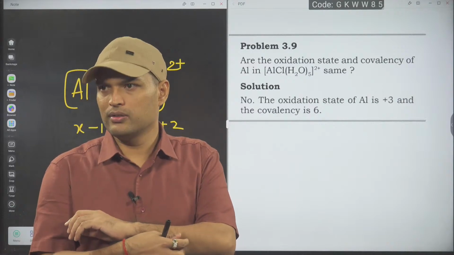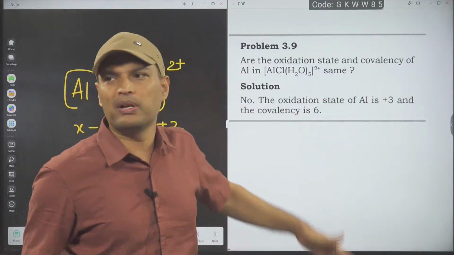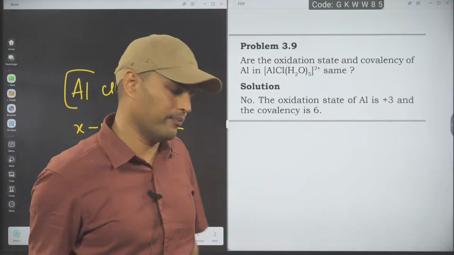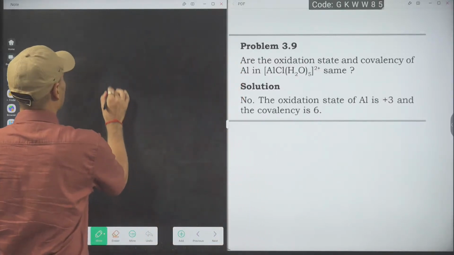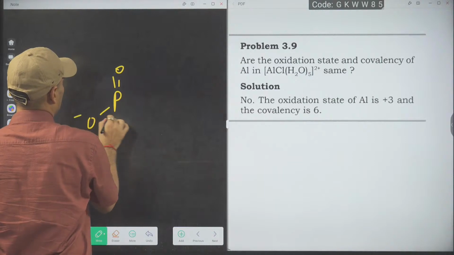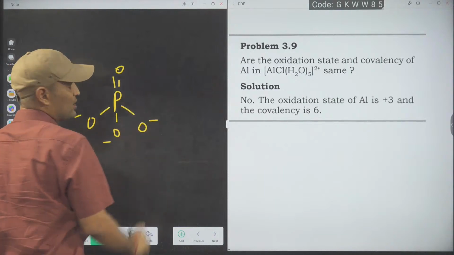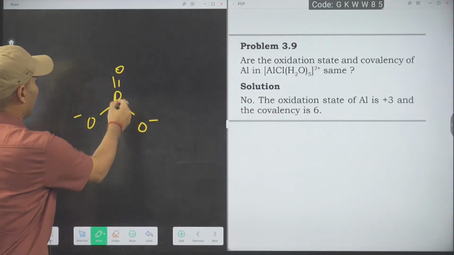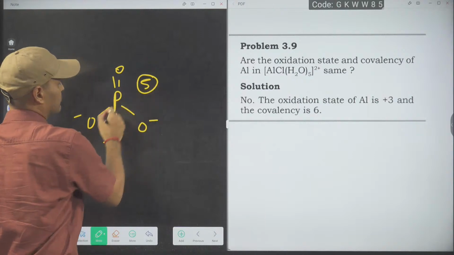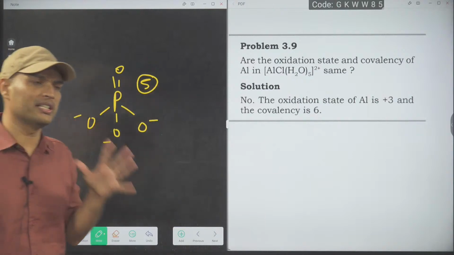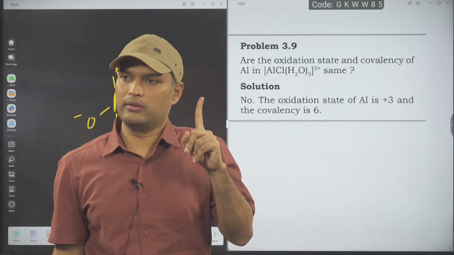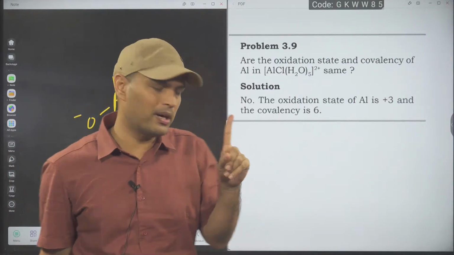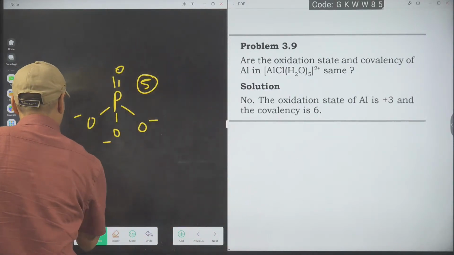Covalency means covalent bond. Sigma bond we can check here, but generally covalency means total covalent bonds. Like if I write phosphate, what is the covalency of phosphorus? 5. It is making 5 covalent bonds. Coordination number counts sigma bonds, not pi bonds. Look, covalency.